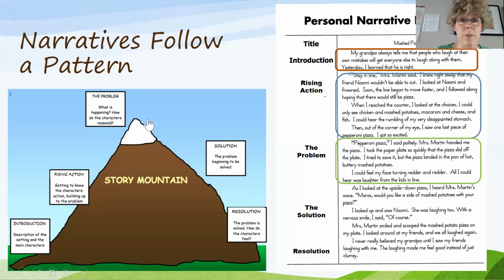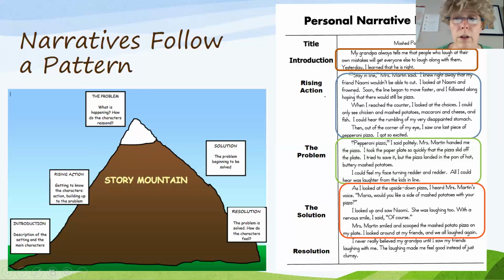She gets that piece of pizza, but she's not holding her plate very well, and the pizza slides off into a big pile of mashed potatoes, because the lunch lady is the kind of lunch lady that gives you your pizza or gives you mashed potatoes out of a big dish. And it slips right into that big dish of mashed potatoes, and there the pizza is sitting, and she's getting really embarrassed, and she's feeling her face turning red. What a problem.